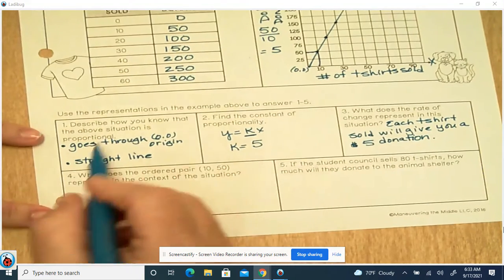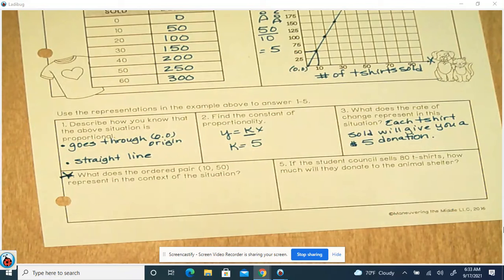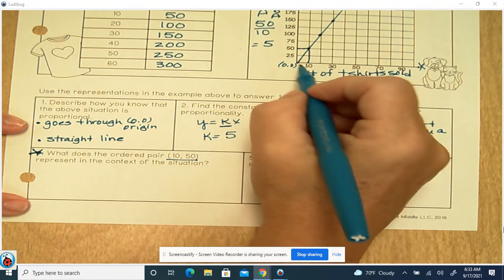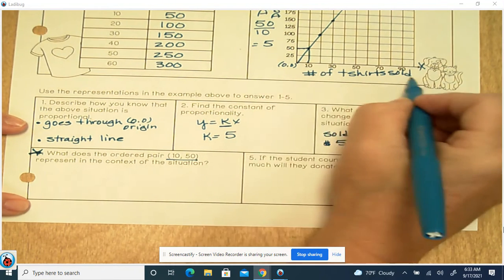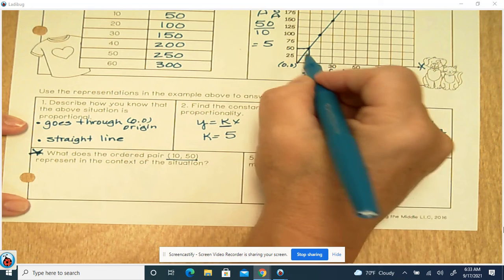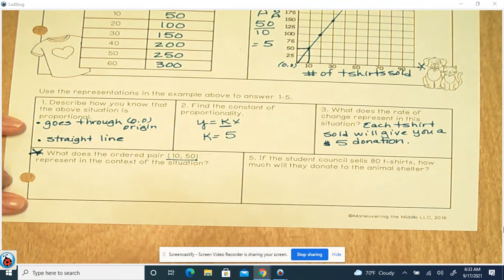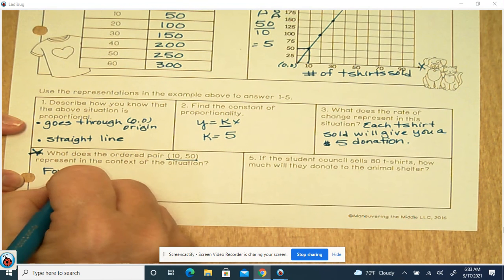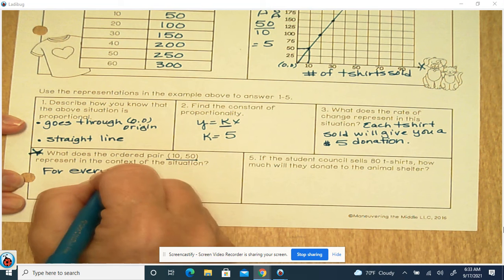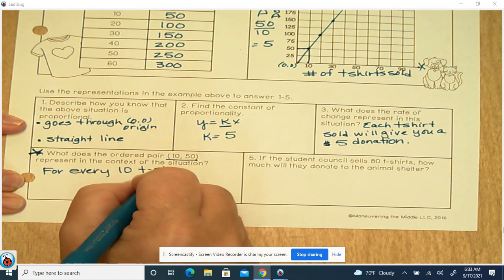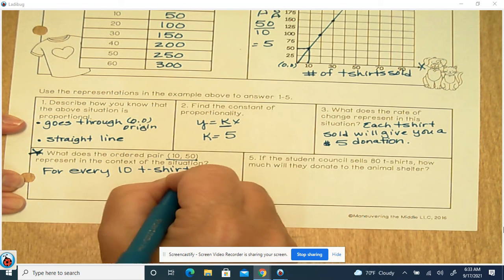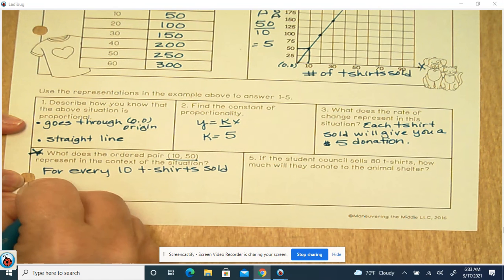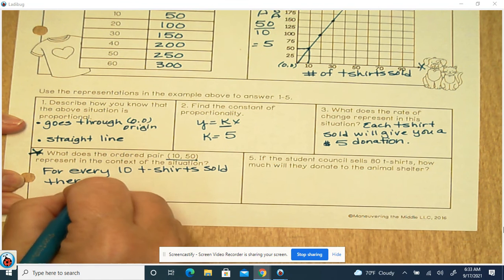And I've let the kids know there'll be a question like this on the EOG where you have to tell what a point means. So if we're looking at the point (10, 50), we go over 10. That tells us 10 t-shirts sold gets us a $50 donation. So for every 10 t-shirts sold, there is a $50 donation.